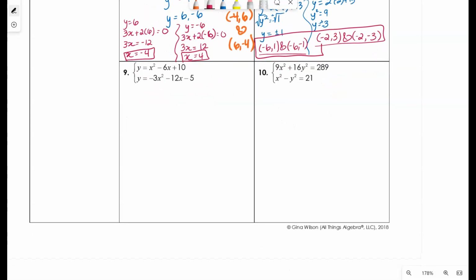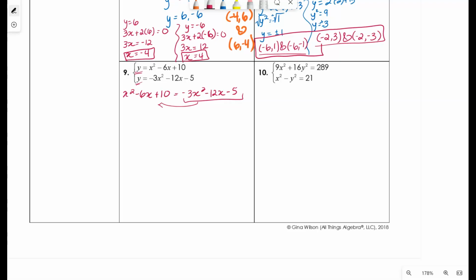All right, we have 2 more to finish. Let's take a look at number 9 here. Let's go ahead and set them equal to each other since I have a y and a y. So I would end up with x squared minus 6x plus 10 equals negative 3x squared minus 12x minus 5. So let's go ahead and combine these. Actually, let's move it the other way around so I can get that positive leading coefficient.